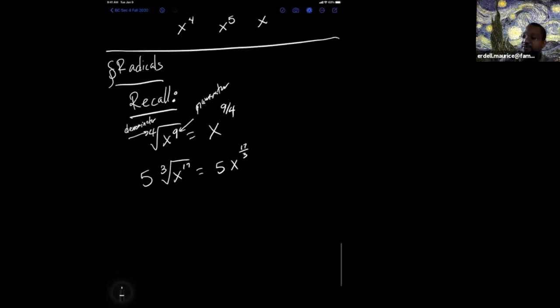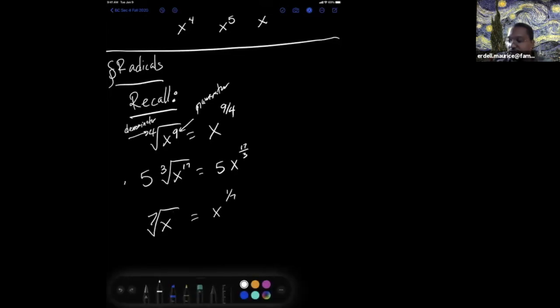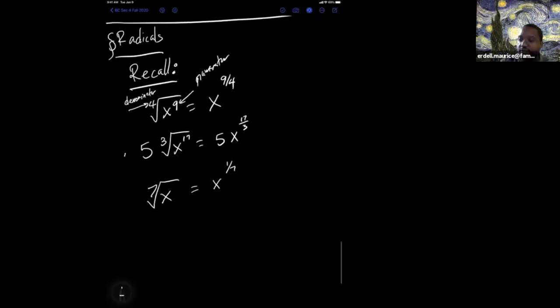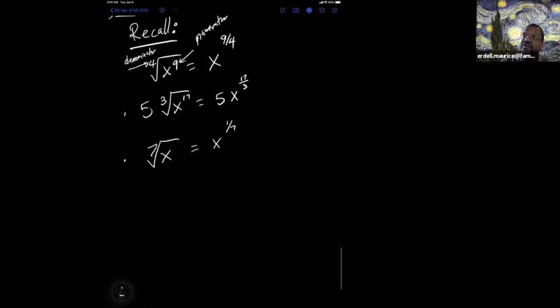Two more examples. If I am taking the 7th root of x, then this is going to be x raised to the 1 over 7. Where did that 1 come from? X doesn't have a power. The power is actually 1, right? We just don't write it down because we're trying to simplify all the stuff we write down. So we don't write the 1 down, but it's there.